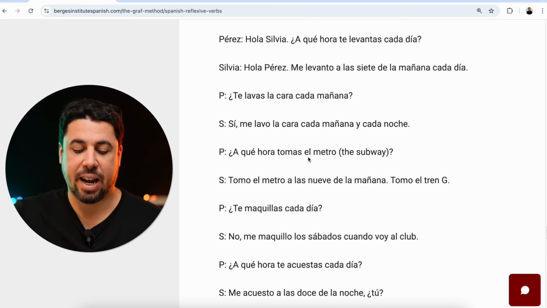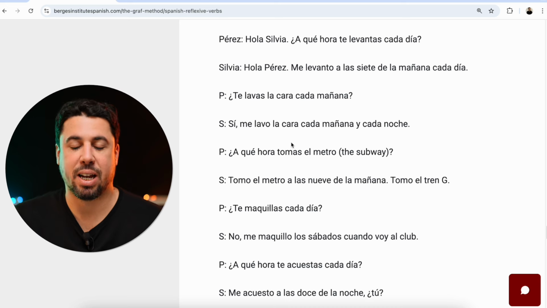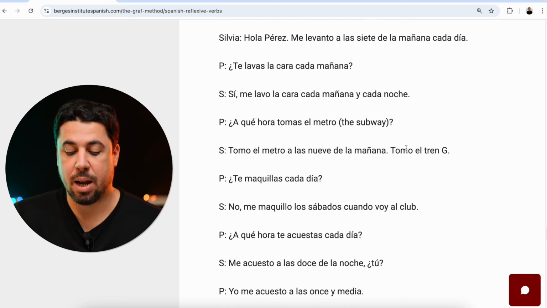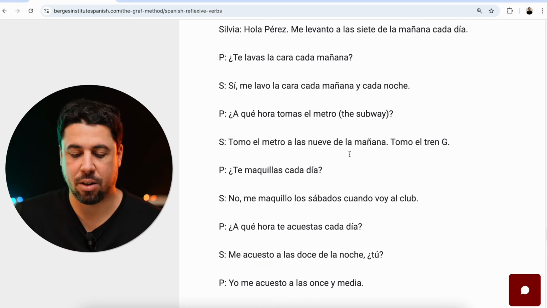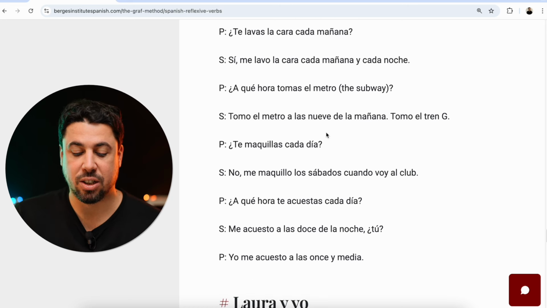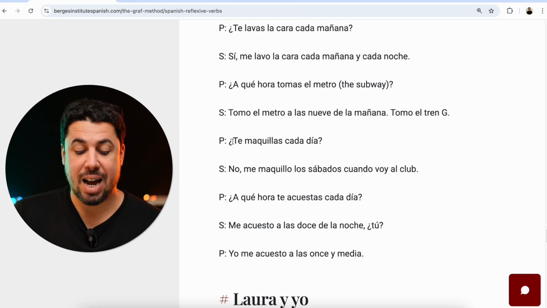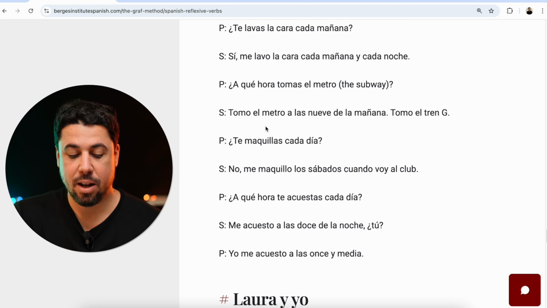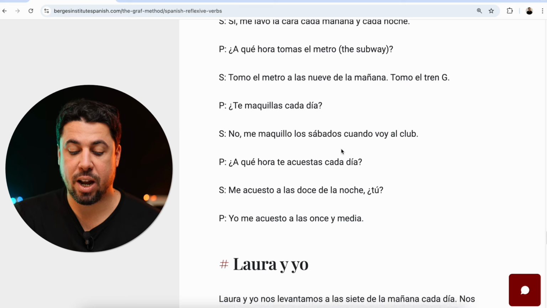Then Pérez asks, ¿a qué hora tomas el metro? What time do you take the subway? This one is not reflexive. She says, tomo el metro a las 9 de la mañana, tomo el tren G. I take the train at 9 in the morning, I take the G train. And then Pérez asks, ¿te maquillas cada día? Do you put on makeup every day? Silvia says, no, me maquillo los sábados cuando voy al club. No, I put on makeup on Saturdays when I go to the club.